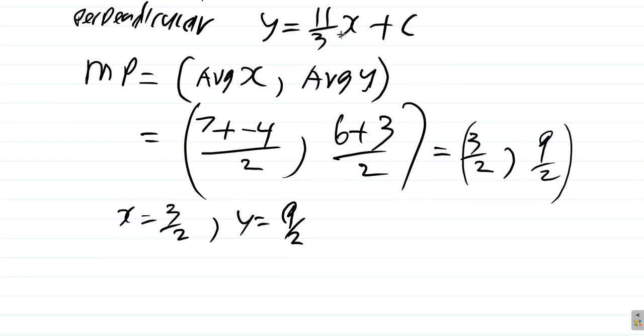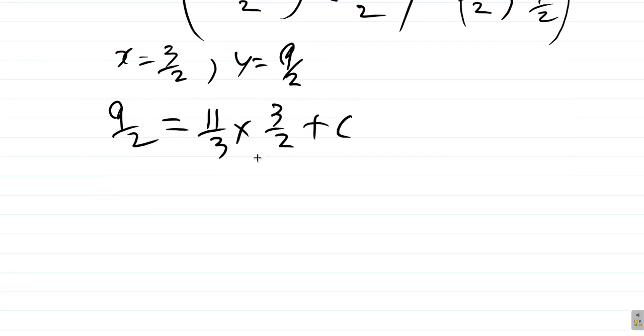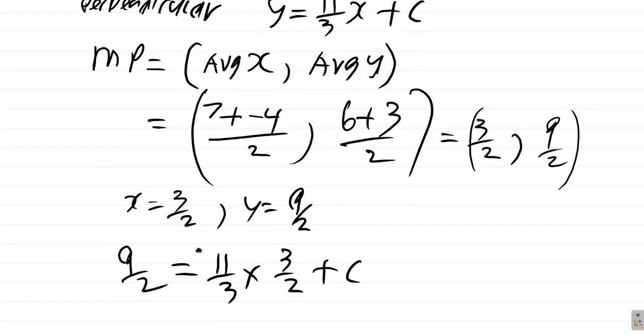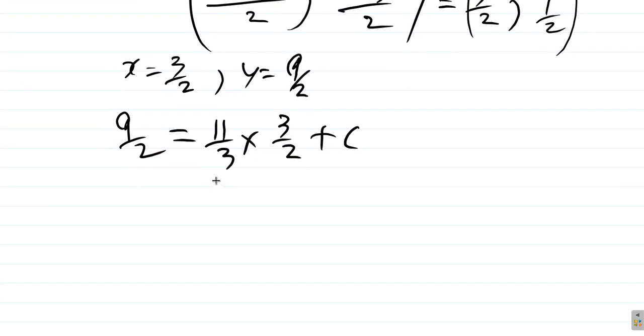So let's substitute them here. y is 9 over 2. This y is equal to 11 over 3 times x. x here is 3 over 2, plus c. Now, hold on. 11 over 3 times 3 over 2, plus c. Okay. So 9 over 2 equals, 3 cancels. 3 into 3, 1, 3 into 3, 1. 11 over 2 plus c.